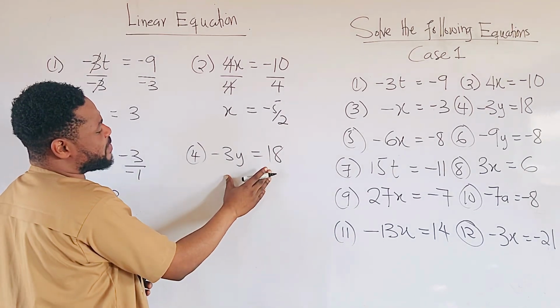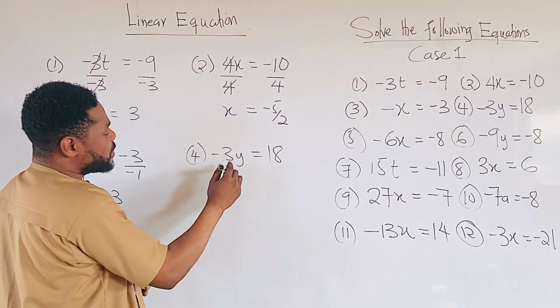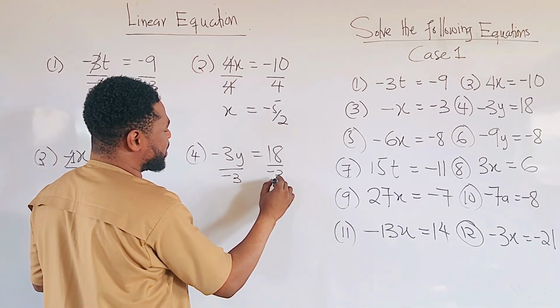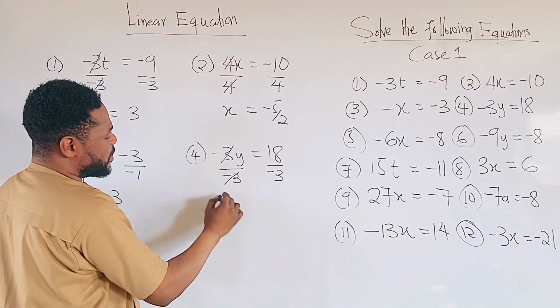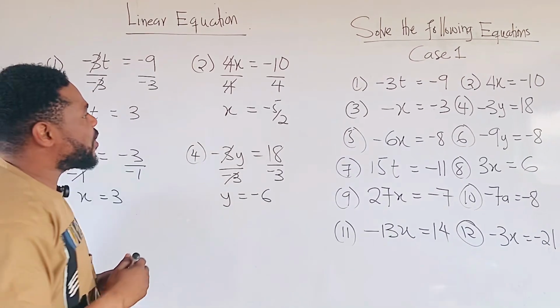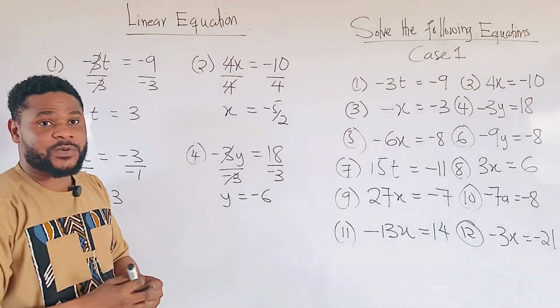Let's look at question number 4. We are looking for y. So we divide through by the coefficient of y, which is -3. And this will cancel this. We have y equal to -6. So this is how we can answer these questions.